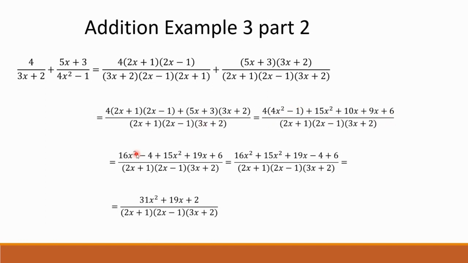So from here, we get 16x squared minus 4, right? We distribute. And then we can combine like terms. I mean, here I combine like terms. 10x and 9x is 19x. But now from this product, we can combine more like terms, as I'm doing here. Right? We have 16x squared, 15x squared. That's 31x squared. Minus 4 and 6 is 2. And the 19x is here as well. So this is what we end up with.